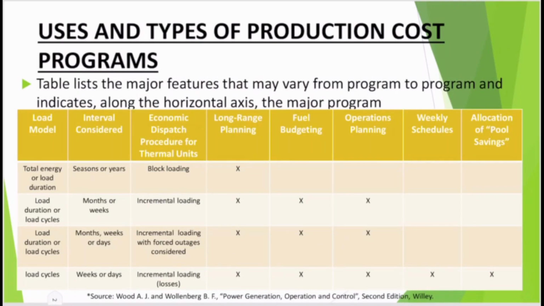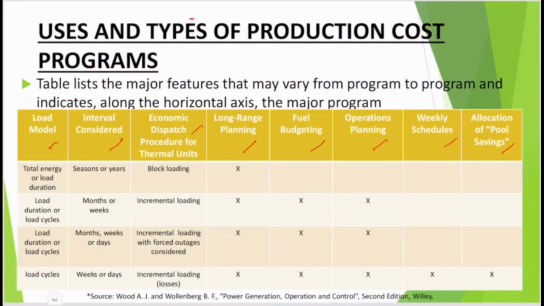Now, if you see this table, you could see that there are many variables such as load models, interval considered, economic dispatch, long range planning, fuel budgeting, operations planning, weekly schedules, and pool savings. Depending upon the variables that you consider for your simulation, you may have to adopt one particular algorithm. So, this table very clearly says that if you go for a particular algorithm, for example, weekly schedule, then probably you need to have those variables.